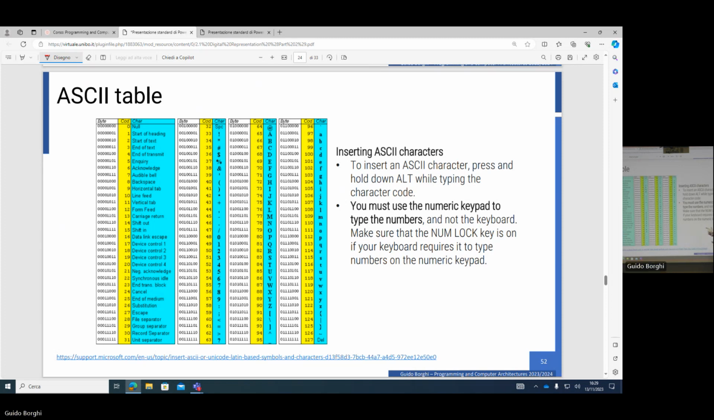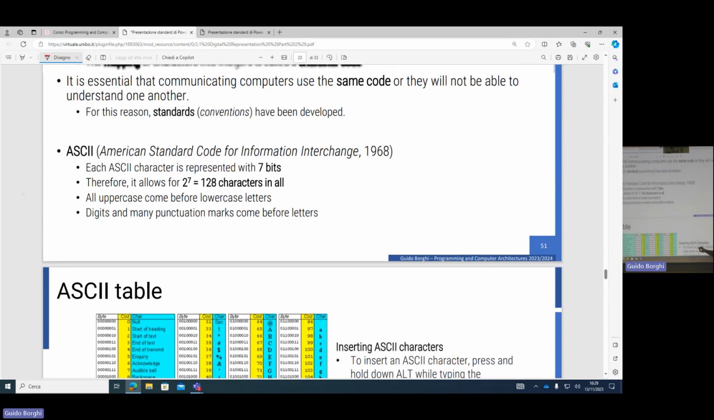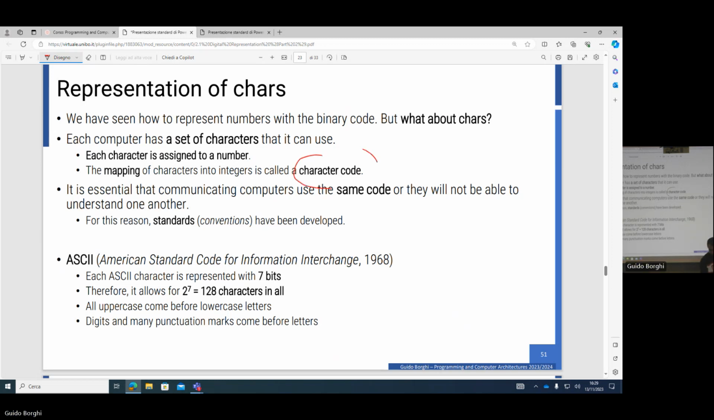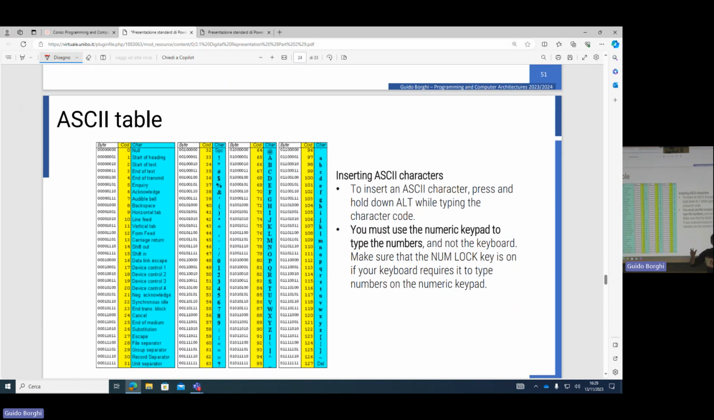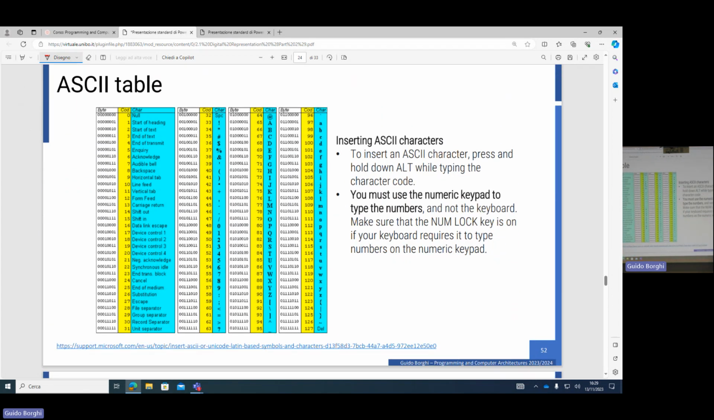This is the table of character codes, okay, that contains the mapping between the numbers and the characters that we want to use, okay. For example, the uppercase letter T is the number 84, okay. Here you can see in yellow the decimal representation, while here in white you can see the binary representation. Okay, so the letter T is the number 84, and this is the binary representation.